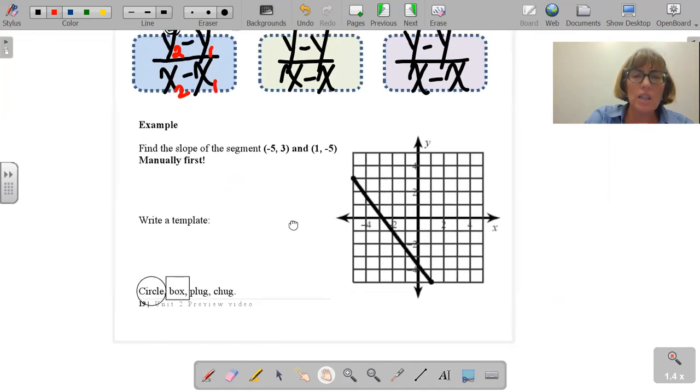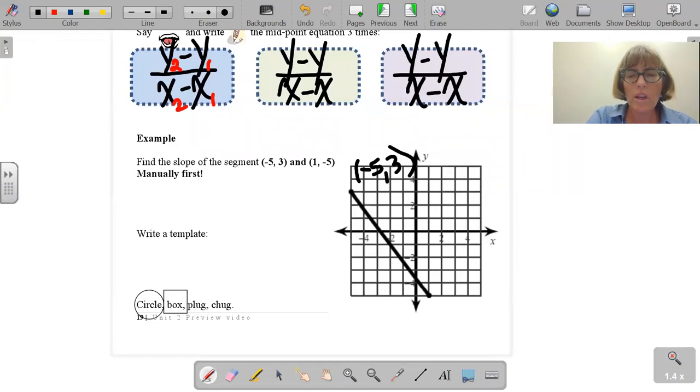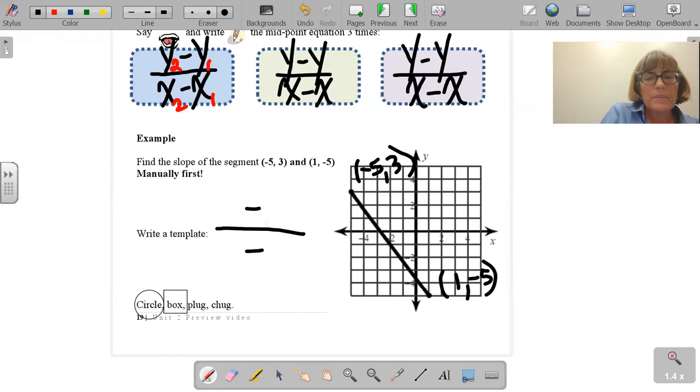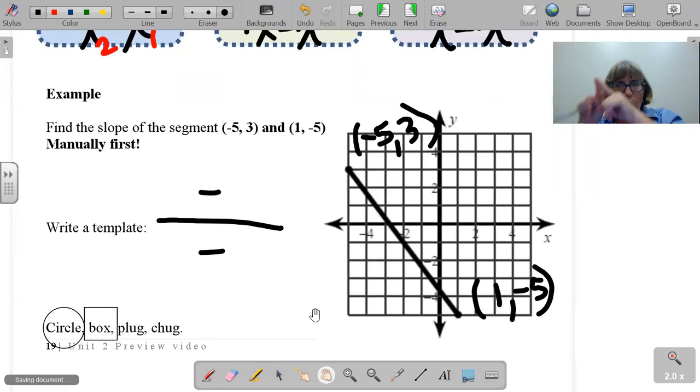Okay, so if I want to find the tilt of this line, we're going to do it algebraically and then we're going to do it mechanically. So first off, I have this coordinate, -5, 3, down here, same points. I start by writing a template. Template looks like this. That's your slope template. Now, this is where students get hung up. Do I go left to right, or do I go right to left? It doesn't matter. What does matter is whatever direction you start with, you finish.